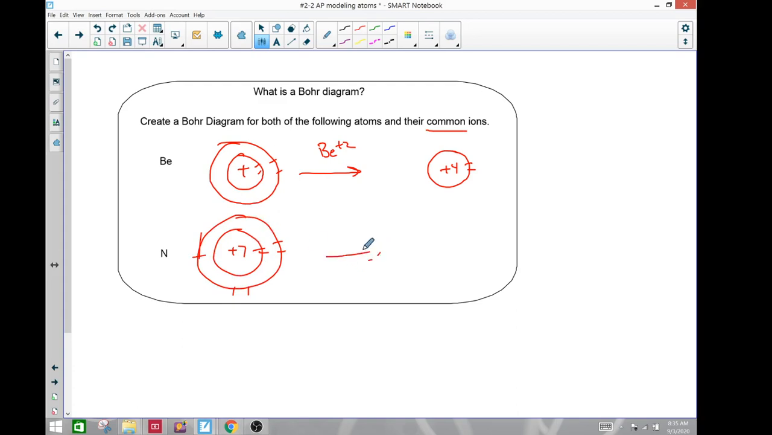So I want to get myself a full shell. I'm really close to filling. I need 1 here and 2 more there. So I need 3 more. So N-3 is my common ion. So I need nucleus, 7, 2 energy levels. I didn't change or lose energy like this one. How much smaller that one got. This one, similar size. 1, 2, 3, 4, 5, 6, 7, 8, 9, 10. Okay, there we go. Next one.